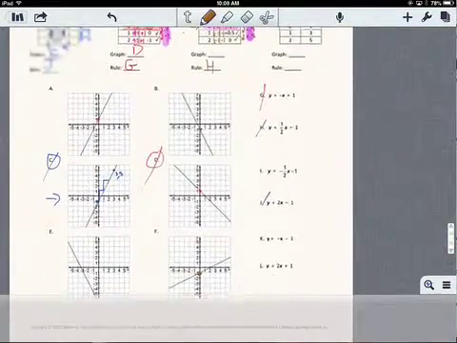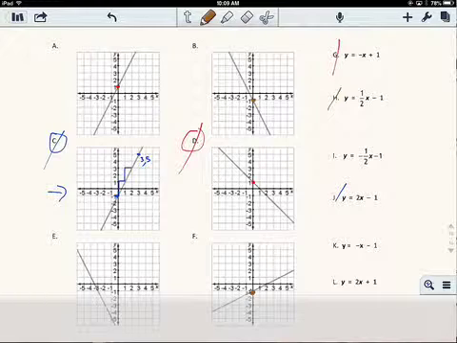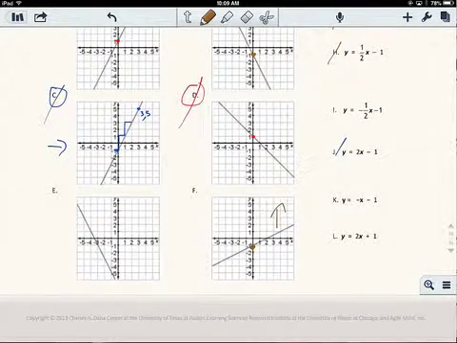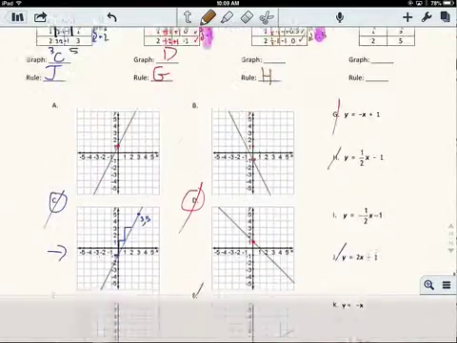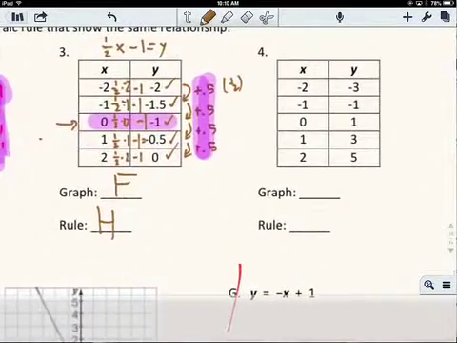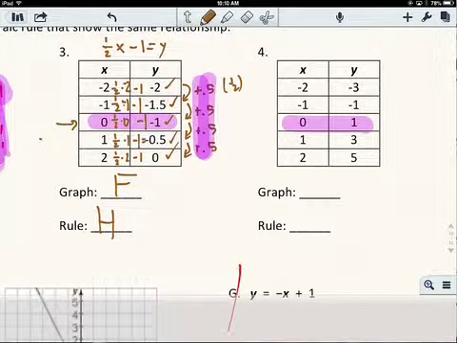Okay, so which one of those is increasing, B or F? Well, B goes down from left to right, and F goes up from left to right. So it's got to be F. So I'll go ahead and cross off F, I'm going to put F for my graph right here, and we are on our way.